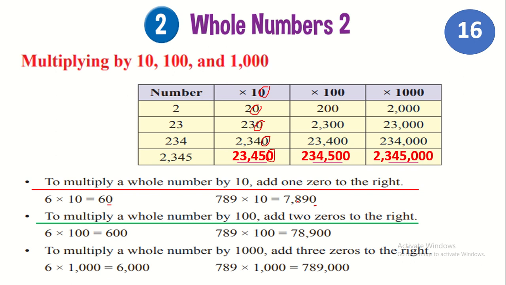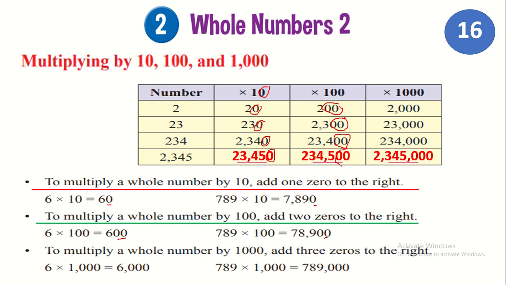If you multiply a whole number by 100, add 2 zeros to the right. Example, 6 times 100 is 600. 789 times 100, the answer is 78,900. Look at the chart here: times 100, you add 2 zeros to the right.